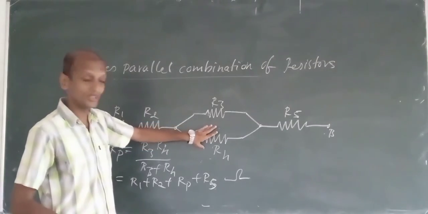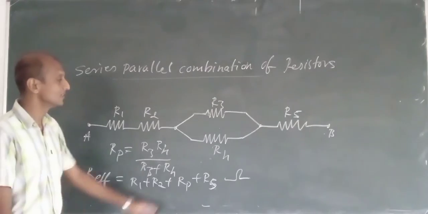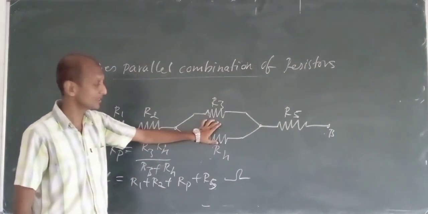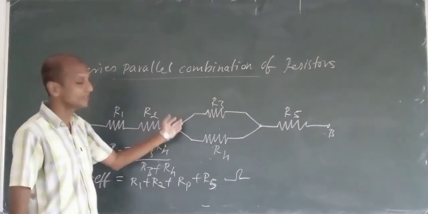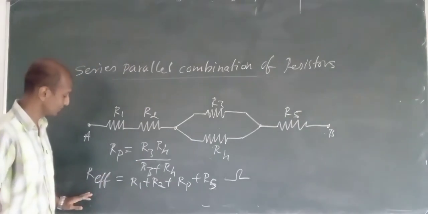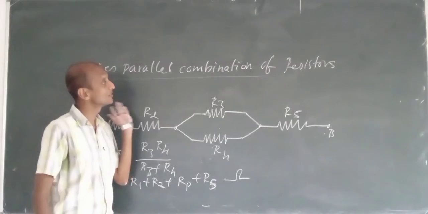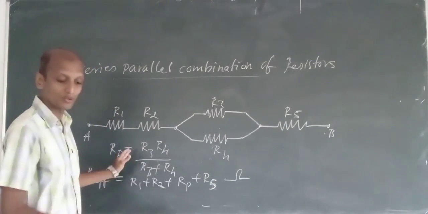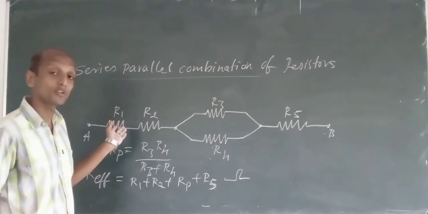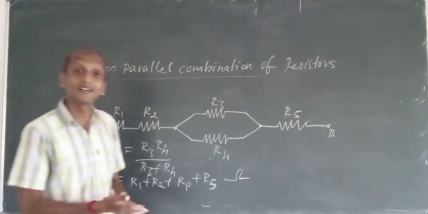This is a parallel combination which is in series with the rest of the resistors. So we have to simplify this first. To calculate the effective resistance of the parallel combination, which is in series with these resistors, the total or effective resistance can be calculated in this manner. This is how we go for the series parallel combination of resistors.